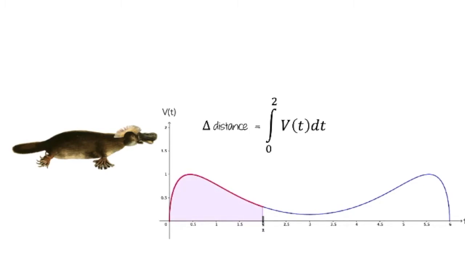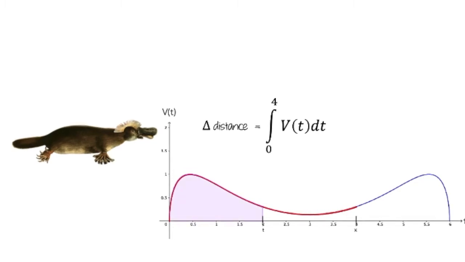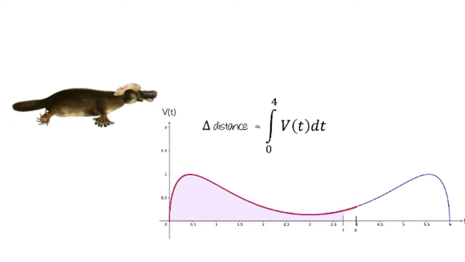Next, let's increase the value of x from 2 to 4. This will change the upper bound of the definite integral to 4 because we'll now be considering the first 4 seconds of the platypus's motion. And when we let the value of t increase from 2 to 4, the value of this definite integral is represented by the area between the t-axis and the graph of the velocity function between t equals 0 and t equals 4.